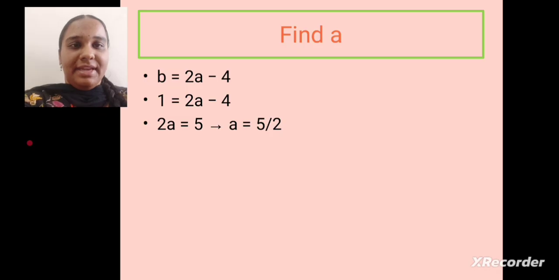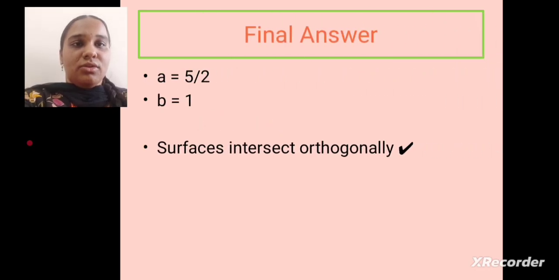To find a, we're gonna substitute the value of b in the equation, then 1 is equal to 2a minus 4, then 2a is equal to 5, and a is gonna be 5 by 2. So the final answer of this question is that a is equal to 5 by 2 and b is equal to 1. So these two surfaces intersect orthogonally.